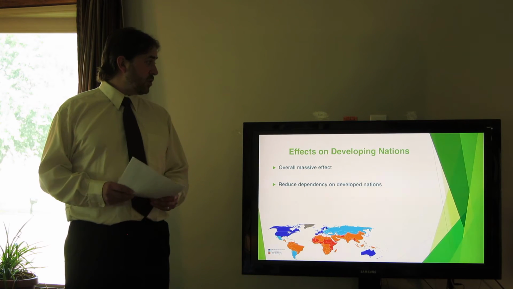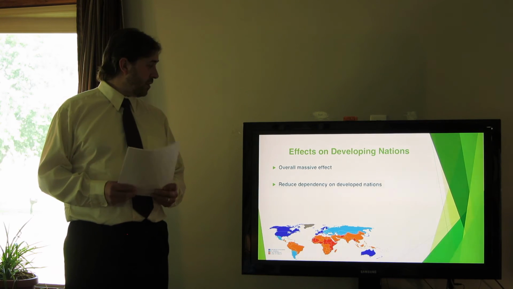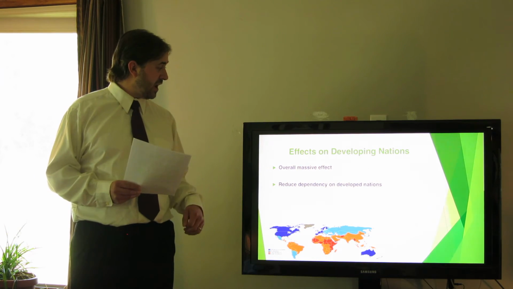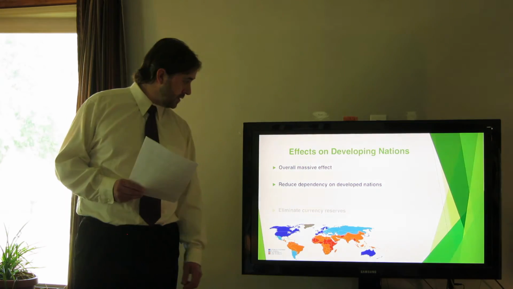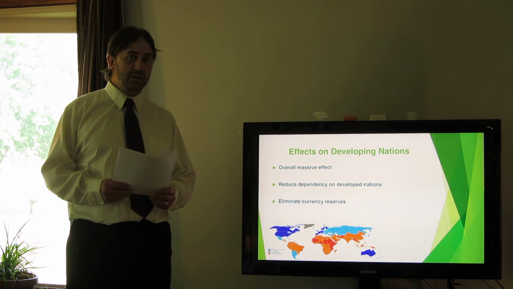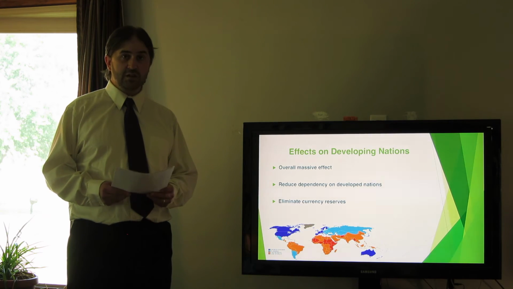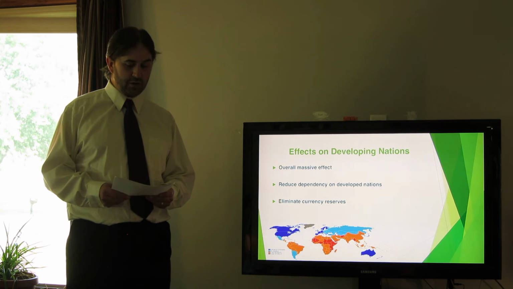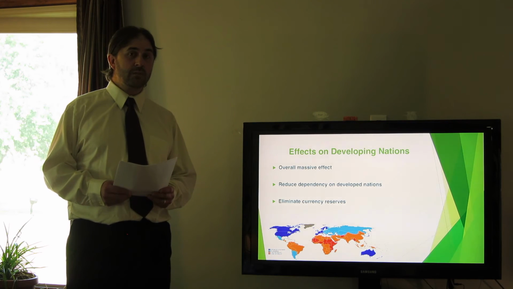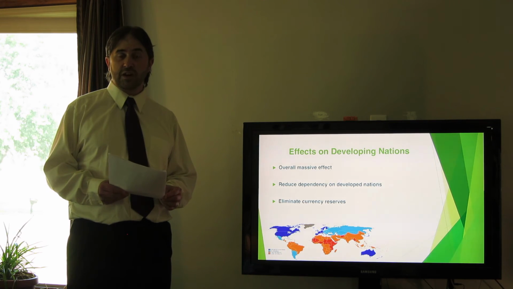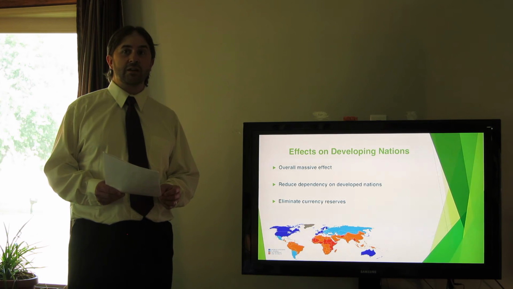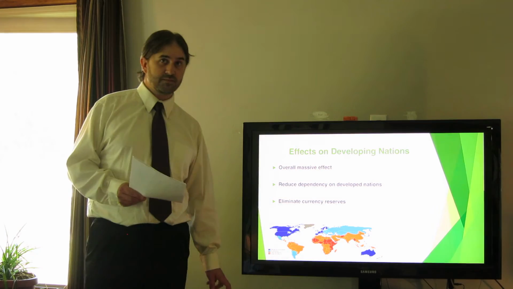The issuance of a single global currency and the economic boom that would happen from that could reduce the dependency that developing nations have on developed nations. It also eliminates the need for currency reserves. When a developing nation enters the international trading stage, they are required by the International Monetary Fund to hold a certain amount of currency reserves. This requires them to put a significant amount of their own financial resources in a low-yield system that ties up a lot of these finances.